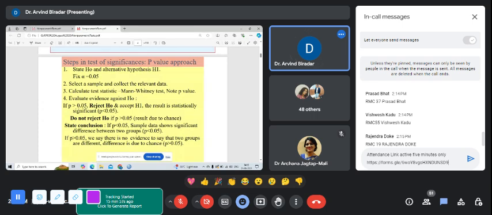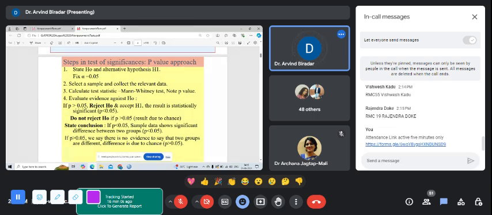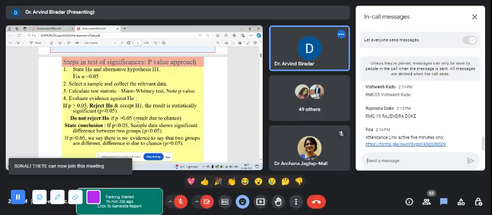Report. If the p value is less than 0.05, we reject H naught and accept H1. The result is statistically significant. If p is greater than 0.05, do not reject H naught; the result is due to chance. So these things are related to decision making.